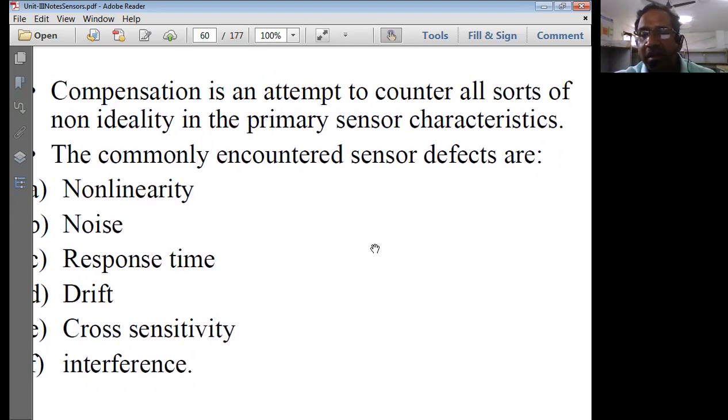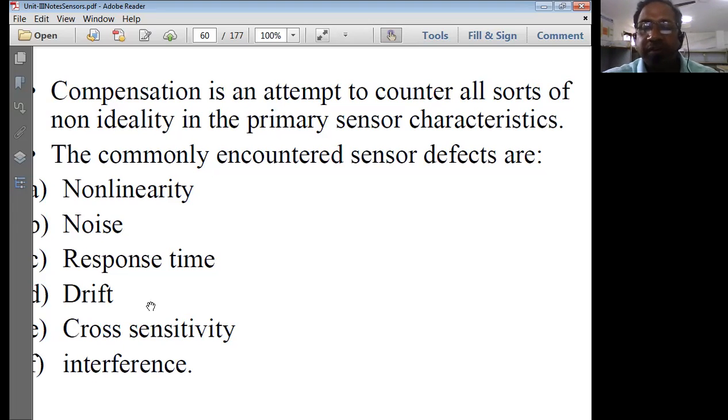The output is non-linear with respect to the input. That means the output is not changing in proportion to the input. It's called non-linear behavior. The next one is noise. Noise is encountered in the output, which is why compensation is required. Response time is not normally up to the desired level. Therefore, compensation is required.